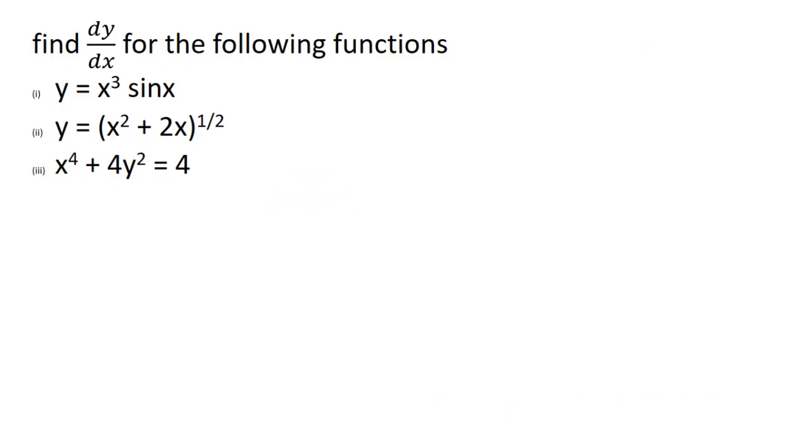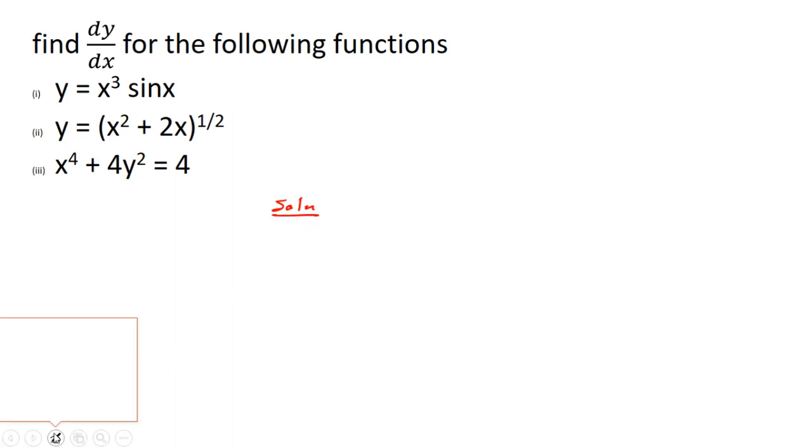The first question is find dy dx for the following functions. The first one is y is equal to x cubed sine x. The second one is y is equal to brackets x squared plus 2x to the power half. Then the third one is x to the power 4 plus 4y squared is equal to 4. So let's quickly start with the first question, and I'm going to write the solution.